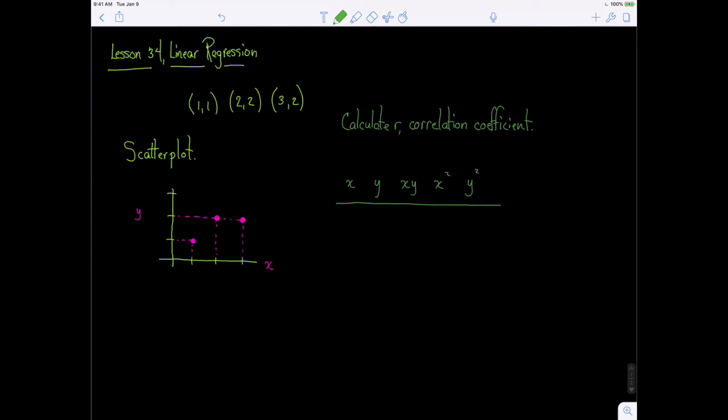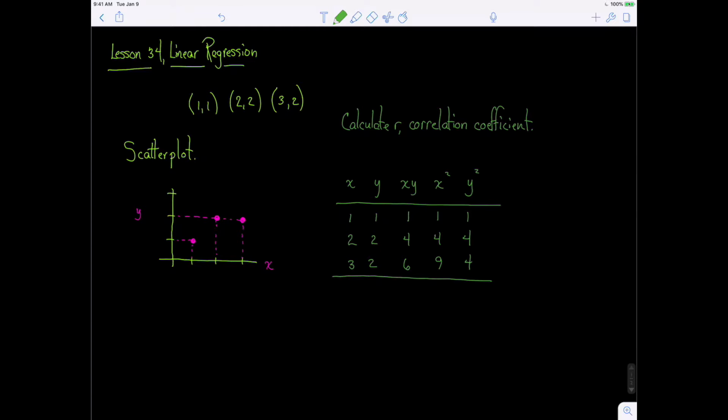Our first ordered pair is 1, 1. Our second one is 2, 2. And our third one is 3, 2. So the product of x and y is 1, x squared is 1, y squared is 1. The product x times y is 4 for the next pair, x squared is 4, and so is y squared. For our next data value, the product is 6, 3 squared is 9, and 2 squared is 4.